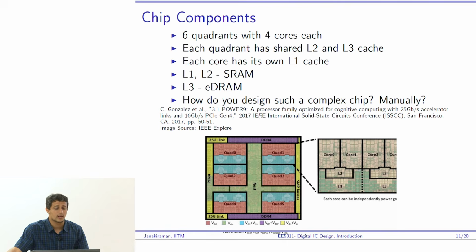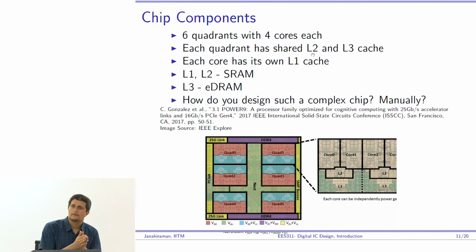By the way, all the details are in this paper if you want to read it. 6 quadrants with 4 cores each, and each quadrant has a shared L2 L3 cache. So people figured out that going outside to the DRAM and fetching data is extremely slow. You can't keep doing that. Therefore, you needed to have some faster access.